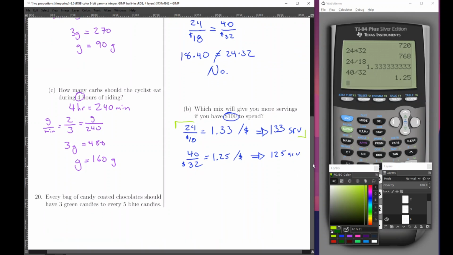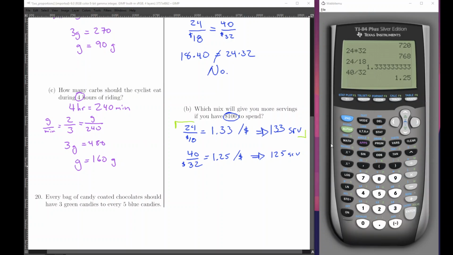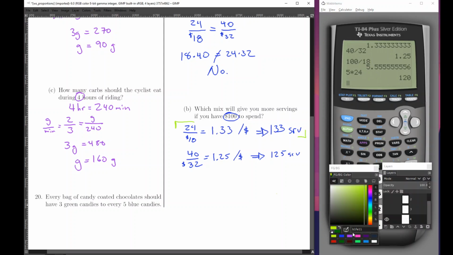But wait, we don't buy parts of it, we buy the actual things. Let's take $100 and divide it by 18. That gets me enough for only 5 bags. 5 times 24 gets me 120. So actually, this is only 120 servings with that $100. I need to come up with more money to get those extra servings.